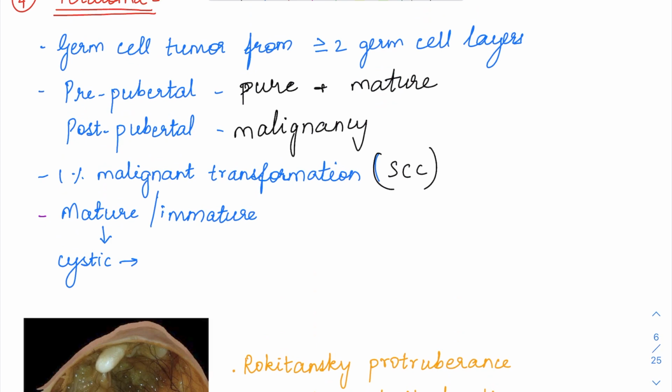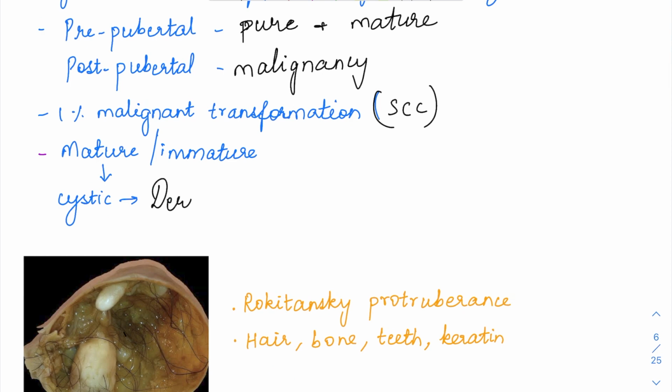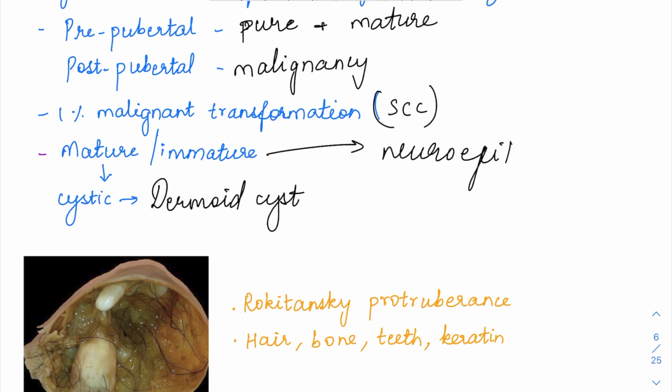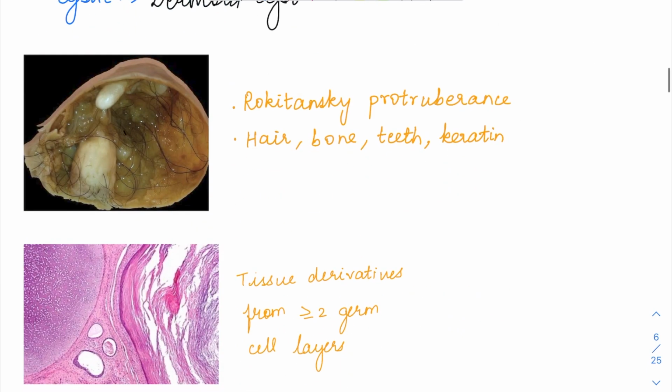Normally a mature teratoma tends to be cystic in appearance, and it is termed a dermoid cyst. While an immature teratoma is going to contain some solid areas as well, and you call it immature when you see neuroepithelial components. If neuroepithelial components are present in the teratoma, it makes it an immature teratoma.